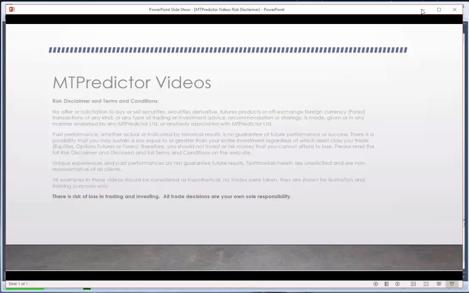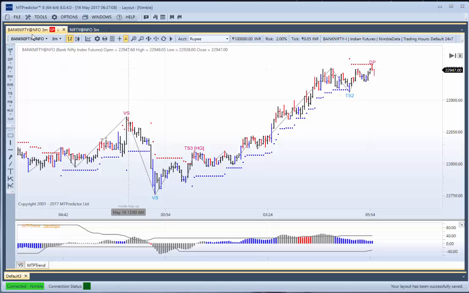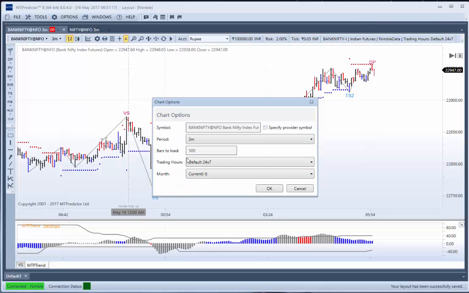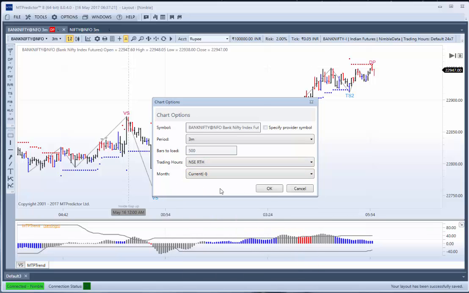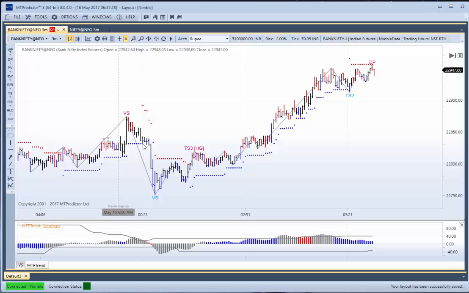Right, let's come down and look at a chart. This is a 3-minute chart of the BankNifty. And what I'm doing is, actually I'll just change the time on this. If I do chart options, I'll just change it to our NSE regular trading hours. There we go. Just reload that chart for a second. There we go. So this is the regular trading hours for the NSE.